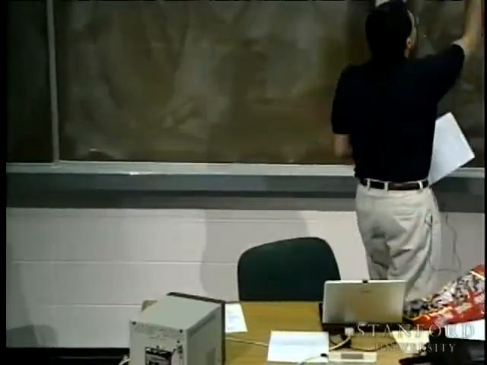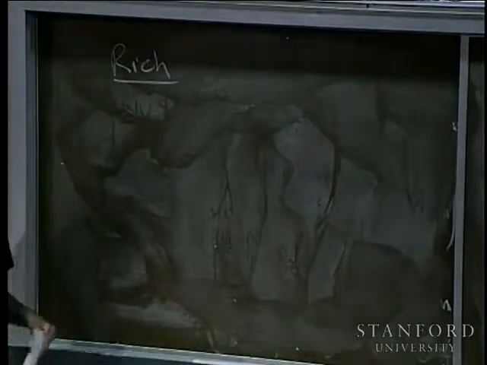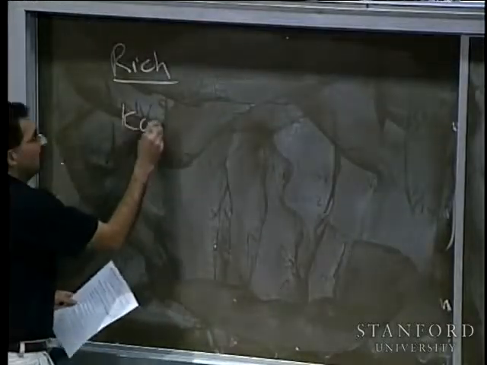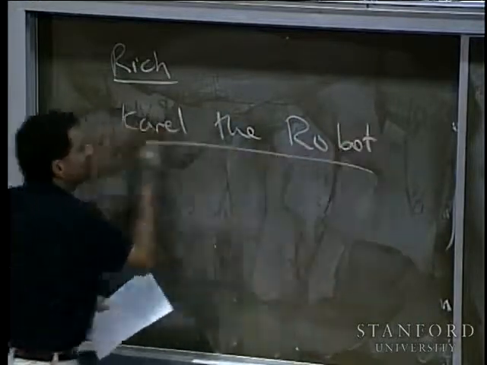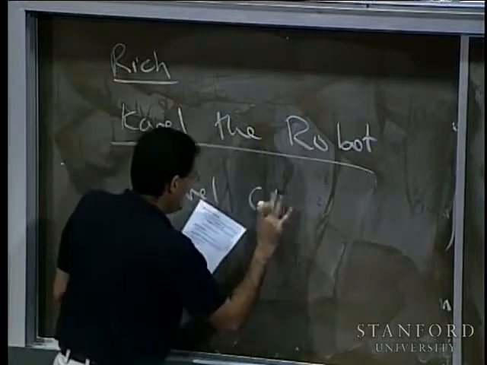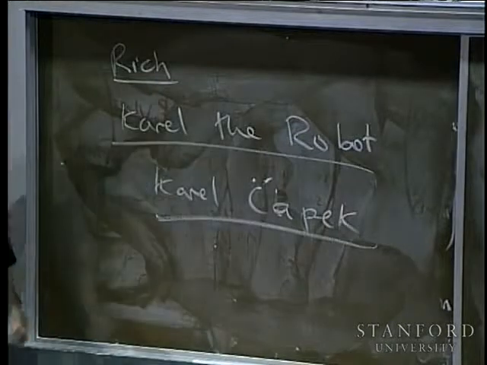And so Rich, who's a wonderfully friendly guy, sometime if we get him to come to Stanford, I'll introduce you, he's just very nice, came up with this thing called Karel the Robot. And the term Karel actually comes from Karel Čapek. Anyone know who he is?